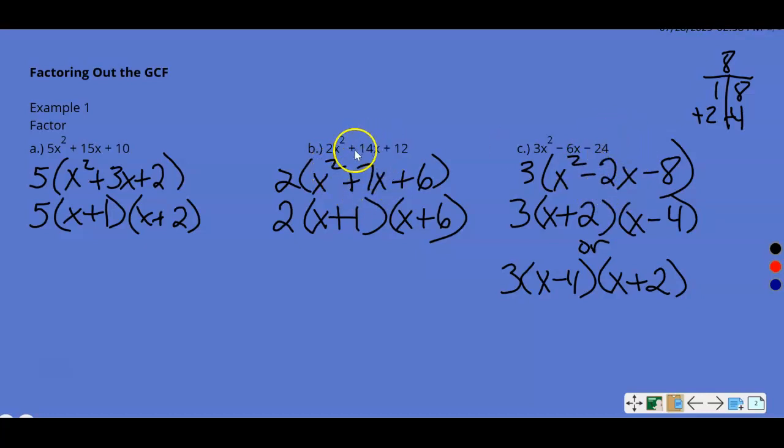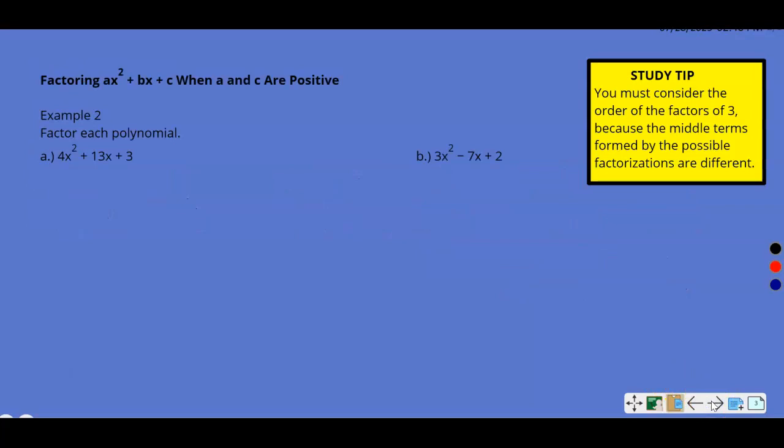So if the sign in the middle is positive, well, in this case, they're both positive, but if it were a positive and a negative, they would have opposite signs, but the bigger number would have a positive. This one has a negative in the middle, so the positive has to go with the smaller number. Again, the better you are with multiplication, the easier factoring will be because you just see those number patterns, what goes together. All right, moving on to example 2.